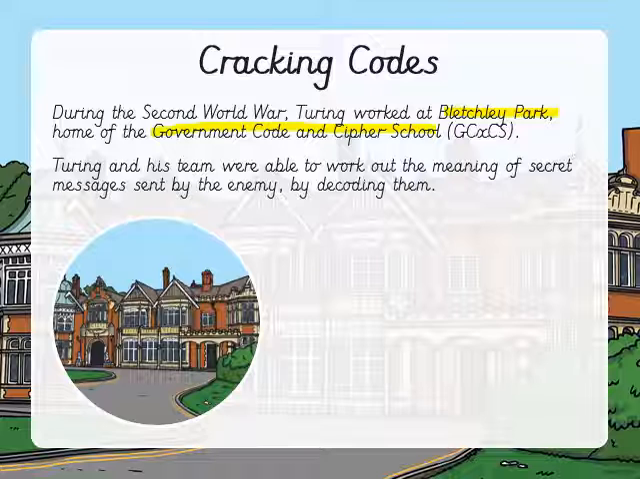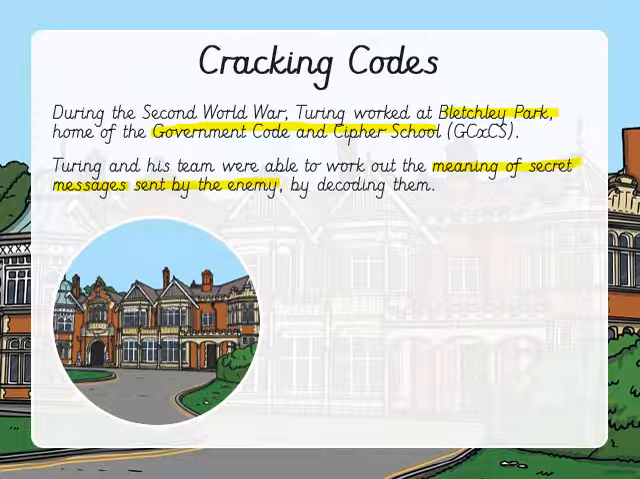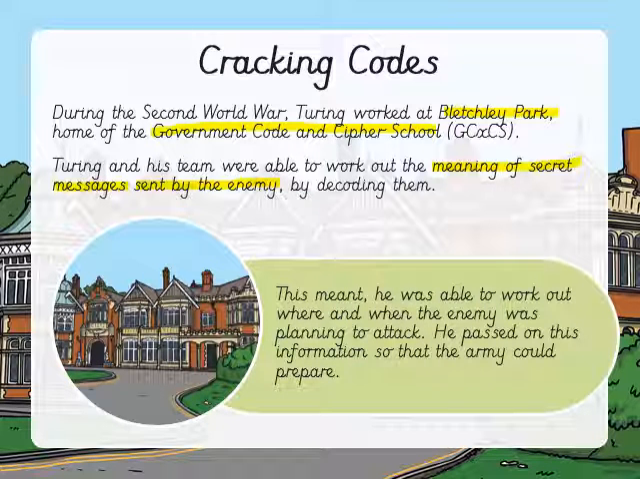Turing and his team were able to work out the meaning of secret messages that were sent by the enemy by decoding them. This meant he was able to work out when and where the enemy was planning to attack, which is really important to know beforehand. If in the Second World War the Germans were planning to attack England, and he warned the government, then they could make sure that all the people were brought to safety, or they could attack first. He passed the information on so that the army could prepare.